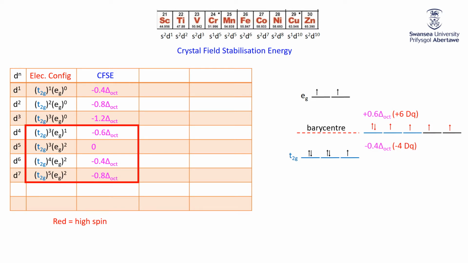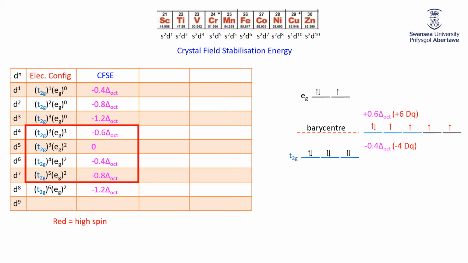I'm going to have minus 0.8. Okay, then after that, we can finish off d8. It looks like that. So we got 3 pairs, 6 electrons in the t2g and 2 electrons in the eg. Stabilization compared to here: minus 0.4 times 6 is minus 2.4. We got 2 here at plus 0.6, that's 1.2. So the total stabilization is minus 1.2 delta oct.